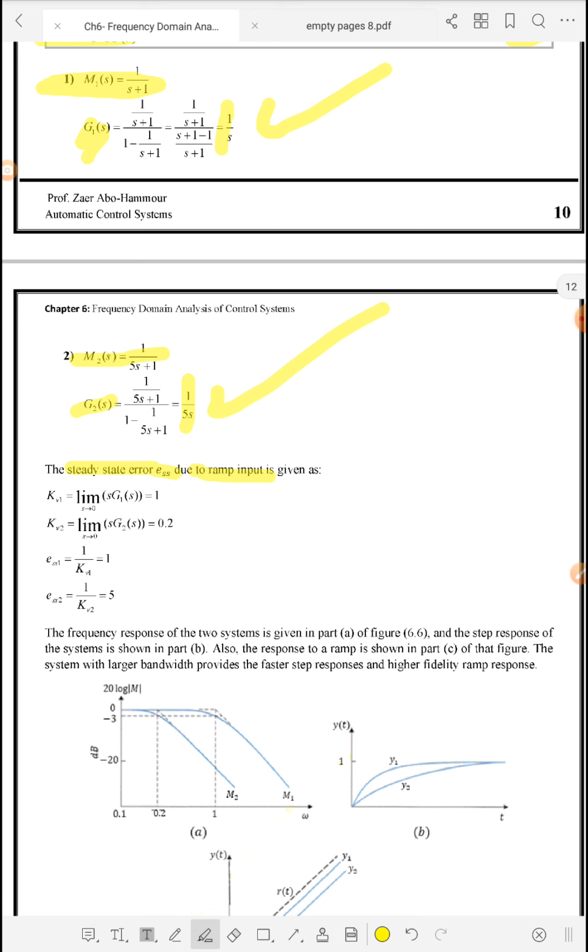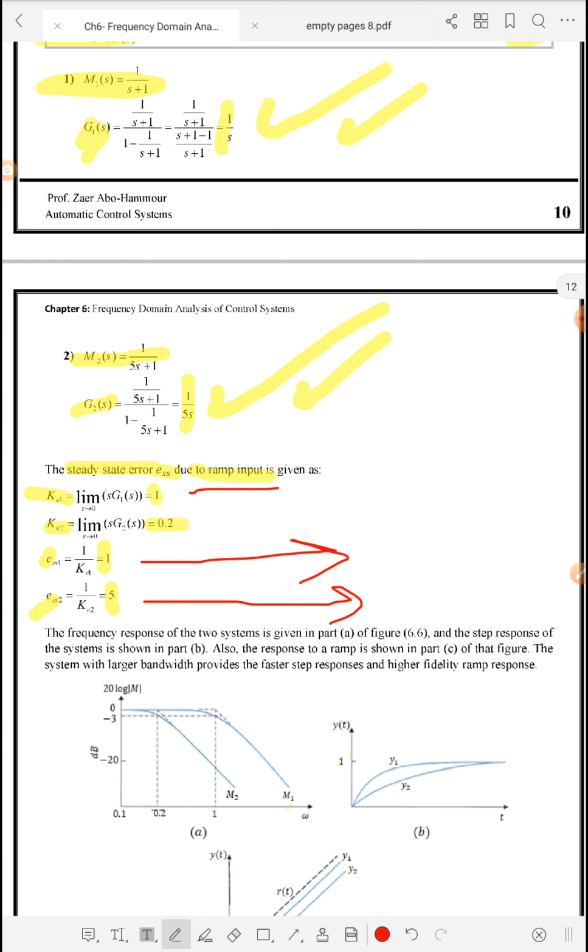Okay, because the steady state error in this plant and in this plant due to step function will be 0. So the first non-zero value, as we have taken in the chapter of steady state error analysis, will be due to ramp input. So we will calculate KV1, which will be 1, KV2, which will be 0.2. And finally, we will calculate ESS1 and ESS2. So ESS1, the steady state error, is 1, while the steady state error in system 2 is 5.